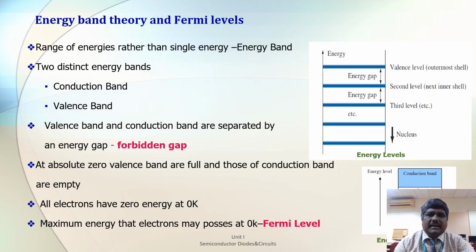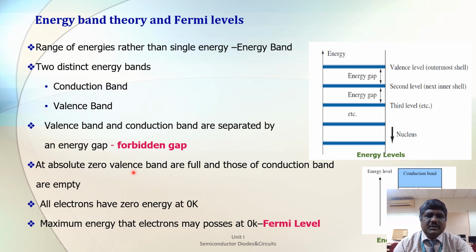Before entering into that, we will discuss the energy band theory and Fermi levels. Easily we know that we have two energy bands: the conduction band and the valence band. The valence band is the bottom band, and once it gets energy, electrons go to the conduction band. Between these two bands, they are separated by an energy gap, that is the forbidden gap.